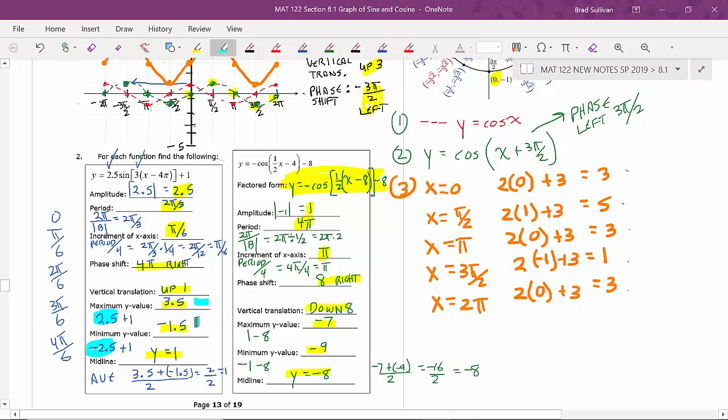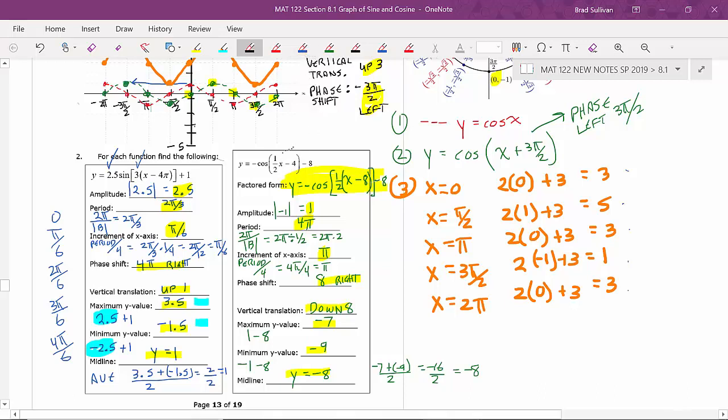Negative 2.5 plus 1 gives you negative 1.5. Then it's mainly just a matter of finding the average of these numbers. So when you average two numbers, add and divide by 2. So you should have got y equals 1 for your midpoint, or your midline.